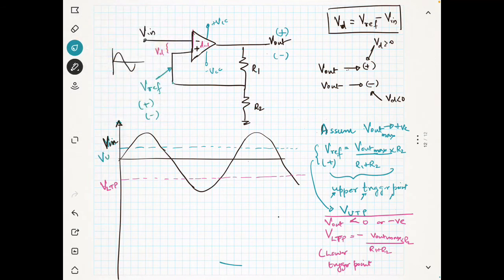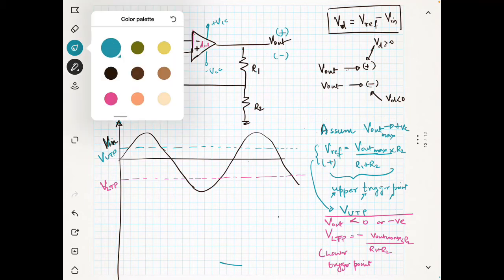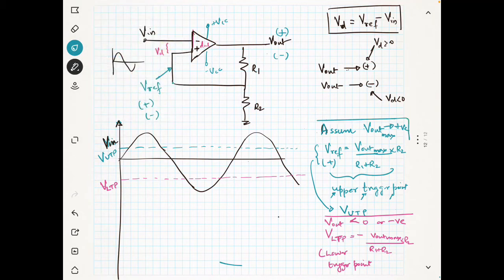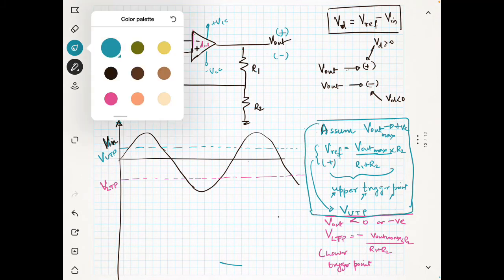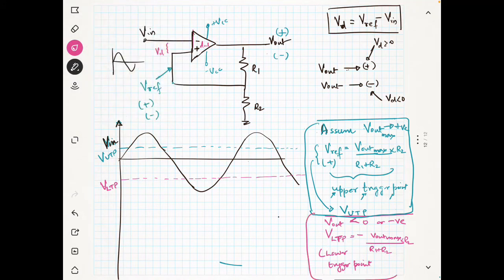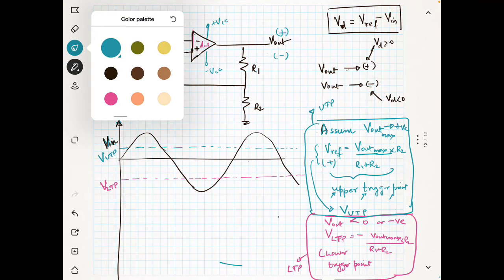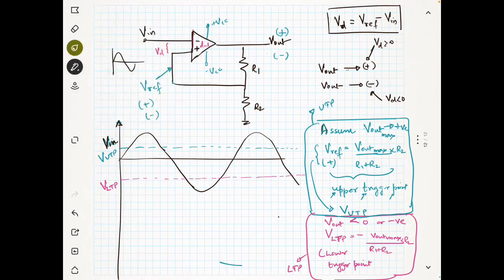Now this is the upper trigger point, so your output can be positive or negative. According to that, it will show this kind of behavior. So this is the definition regarding the upper trigger point, and the other thing is the lower trigger point. This one is the lower trigger point, and this one is the upper trigger point. We will see all these equations in detail. Now let us assume that the output was positive. I will use a different color.